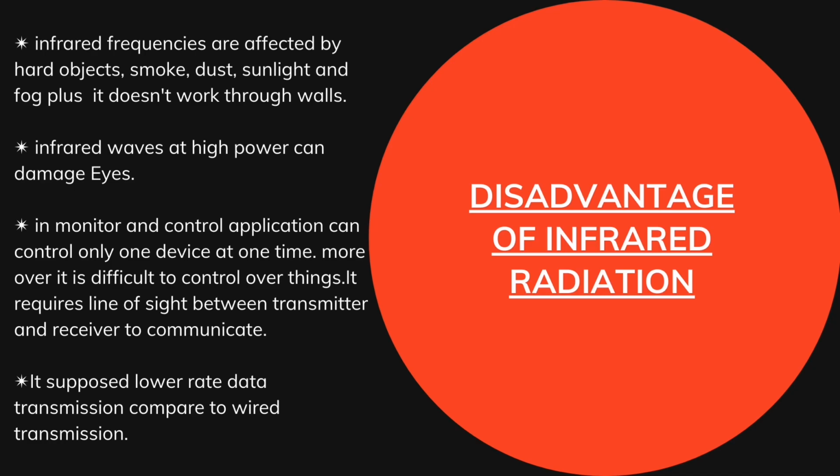Disadvantages of infrared radiation. Infrared frequencies are affected by hard objects, smoke, dust, sunlight, and fog, plus it doesn't work through walls. Infrared waves at high power can damage eyes. In monitor and control applications, it can control only one device at one time. Moreover, it is difficult to control over things. It requires line of sight between transmitter and receiver to communicate. It supports lower rate data transmission compared to wire transmission.